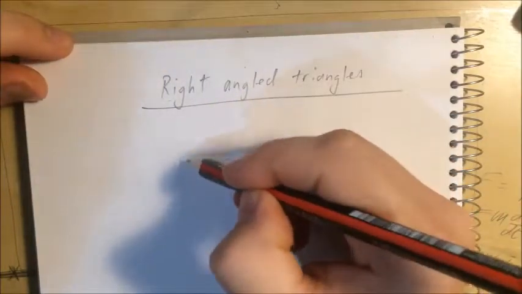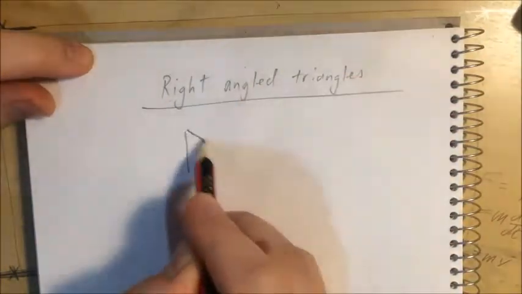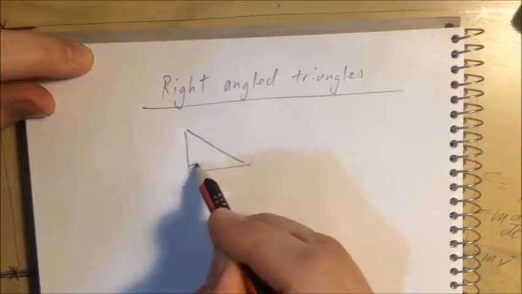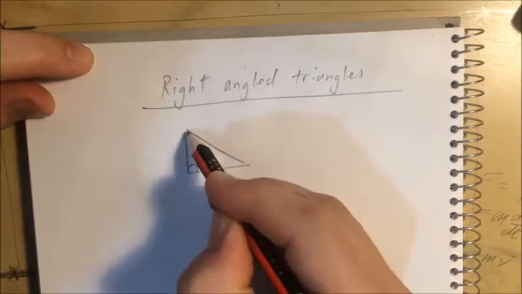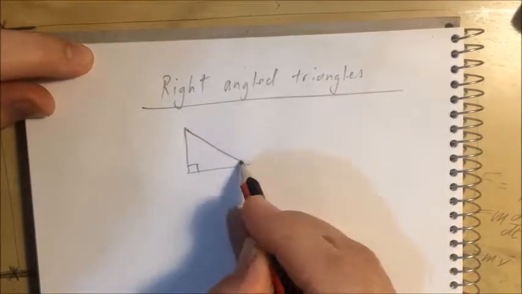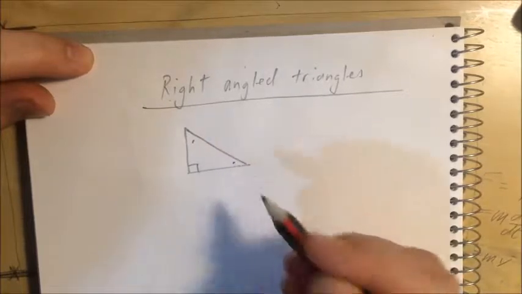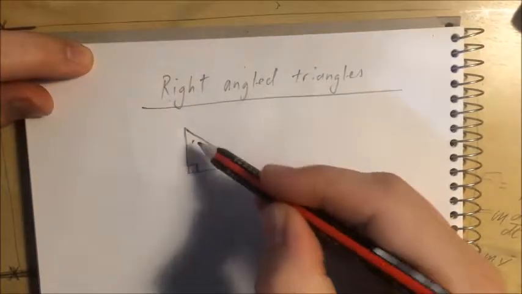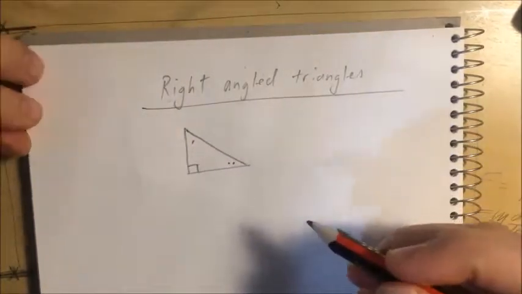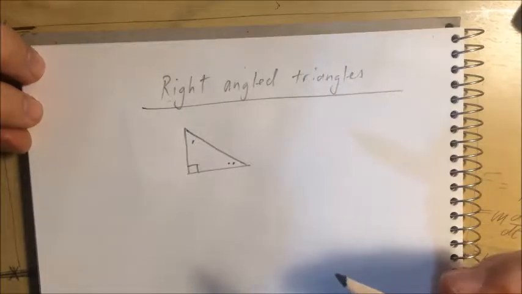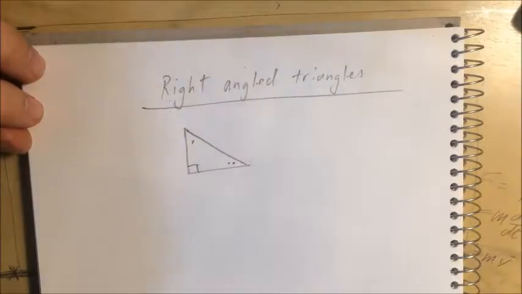triangle here, and this is the notation for a right angle, which means it's 90 degrees. That means that this angle here and this angle here should also add up to 90 degrees as well.